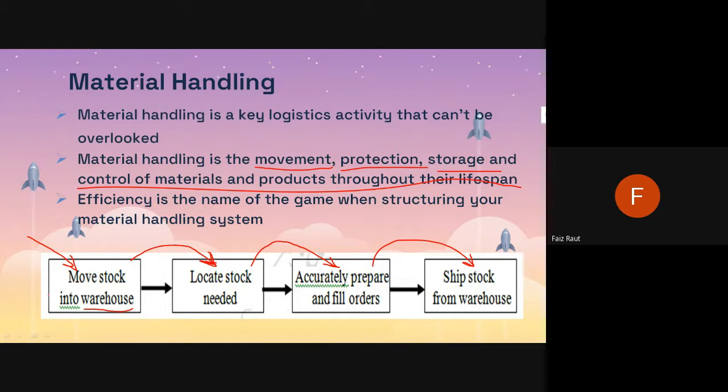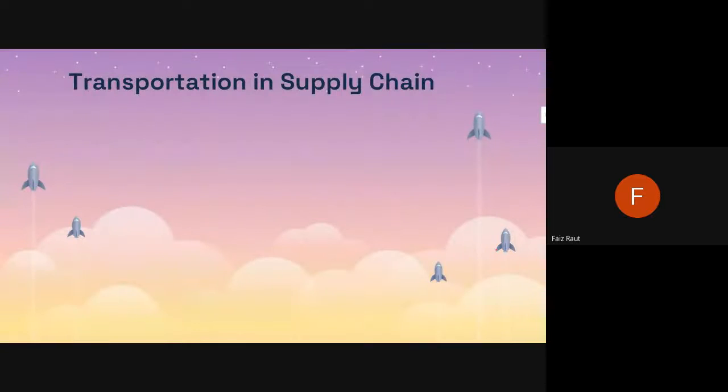So this is the basic process of material handling, but material handling has been improved nowadays. This is just the material handling in the warehouse. But after this also, till the product reaches the customer, the material handling process is still going on. Okay. So the last part of this third module is about transportation.